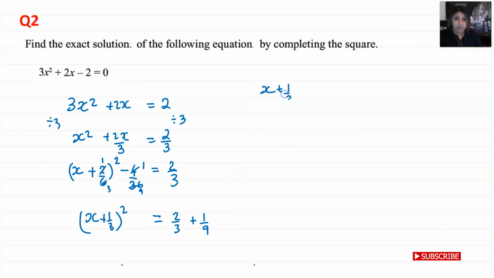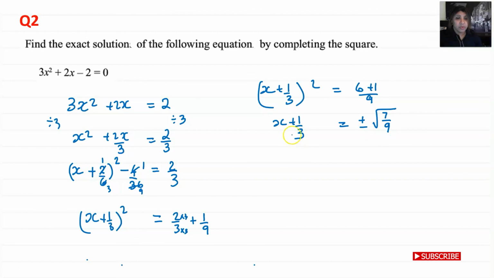x plus 1 over 3 squared is equal to, okay, I have fractions, I need to have the same denominator. What do I need to do? Times 3 here, times 3 here. So I have 6 plus 1 over 9. Okay, so now remove the square by square rooting. So now I have x plus 1 over 3, which is going to be equal to 6 plus 1 is 7, 7 over 9. So square root of 7 over 9. Of course, you have to write plus or minus.